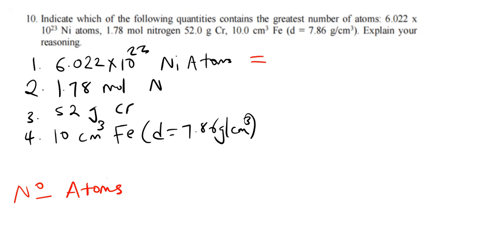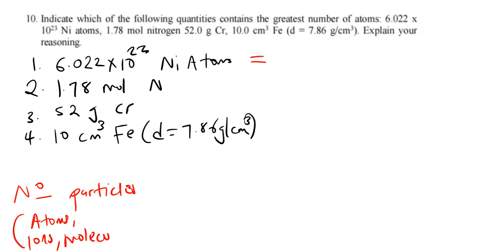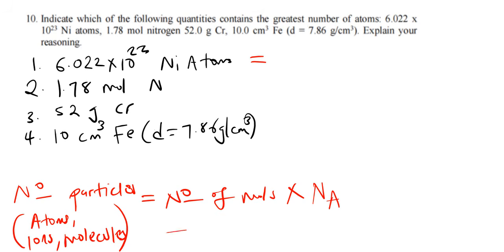So the number of atoms, or what we call the number of particles, I think the best way I can use is the number of particles. Of course, they've told us to find the number of atoms, but just for the formula's sake, I'm going to say the number of particles. These particles can be atoms, ions, or molecules. This is found by the number of moles that you are given multiplied by Avogadro's number. I'm just going to represent it as Na. Okay, that is the formula.